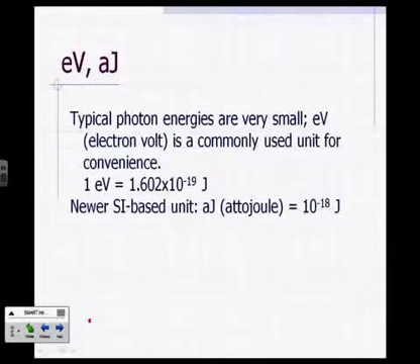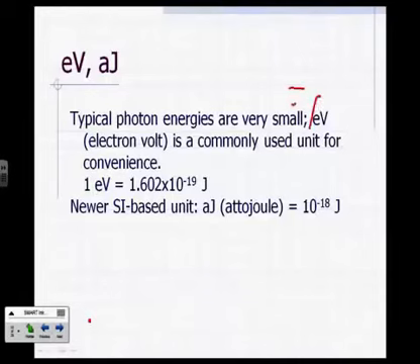Typical photon energies are small. If you recall, what number did we get earlier? 1.4 times 10 to the negative 19 joules, right? So it's not a convenient unit to use for photon energies. Joules is not anyway. Very small if you do it in joules.